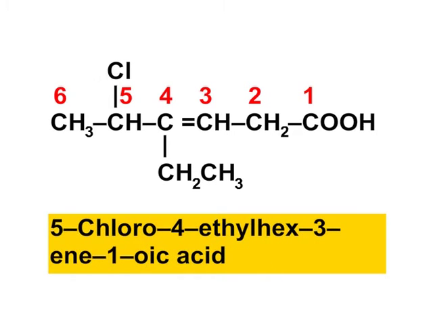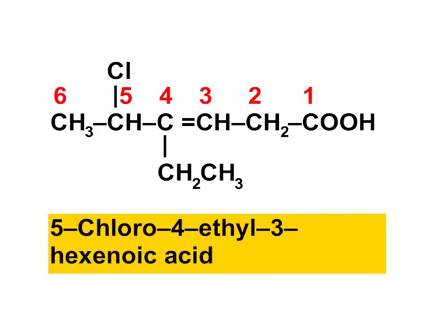As discussed, its IUPAC name can be written as 5-chloro, 4-ethyl, hex, 3-ene, 1-oic acid. Hence, IUPAC name of the compound is 5-chloro, 4-ethyl, 3-hexenoic acid.